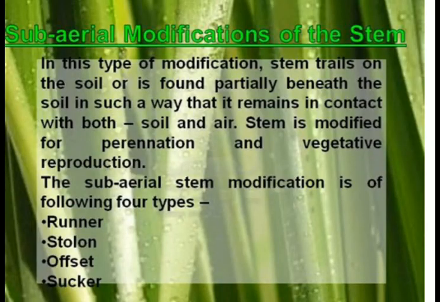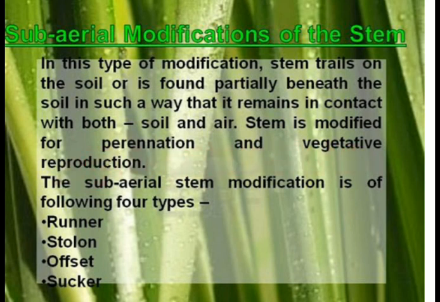Then let us discuss the subaerial modifications of the stem. In this type of modification, the stem trails on the soil or is found partially beneath the soil in such a way that it remains in contact with the soil and air. Stem is modified for perennation and vegetative reproduction.